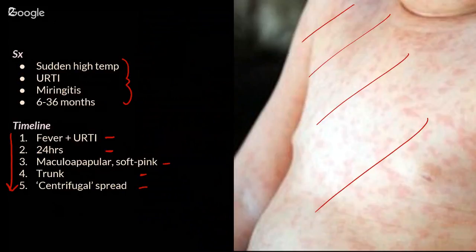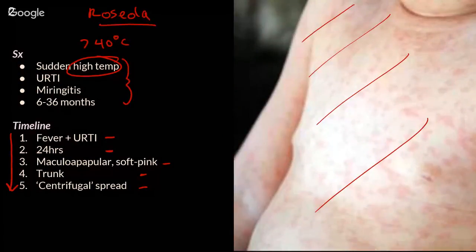It's not scarlet. Is it German? There's not many things that are going to cause a sudden high temperature. There's only really one childhood exanthem that causes a sudden high temperature, high being usually greater than 40 degrees. So this is roseola. Okay. So roseola is due to what?